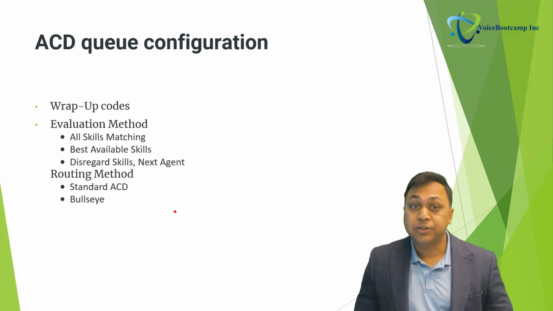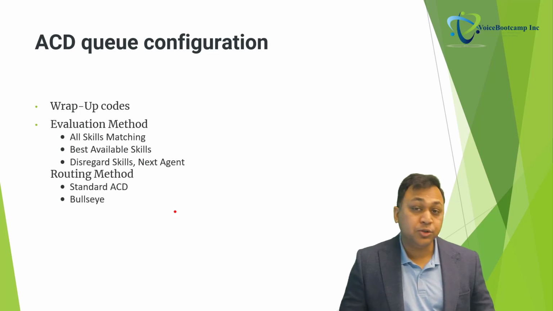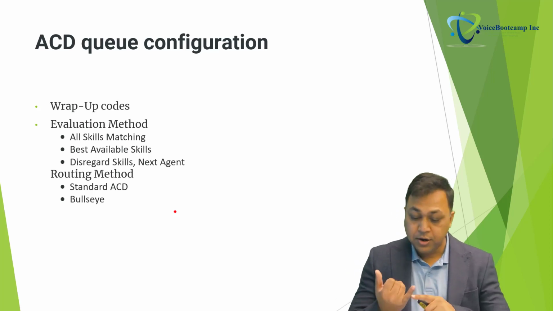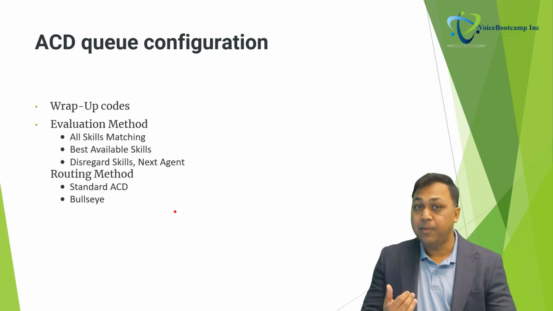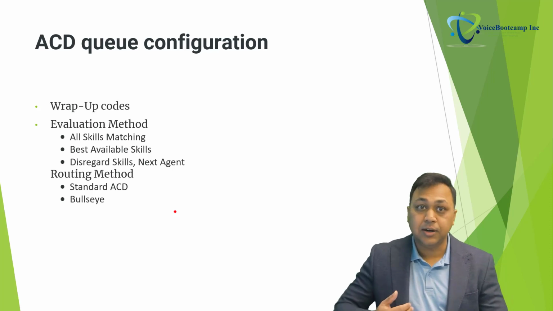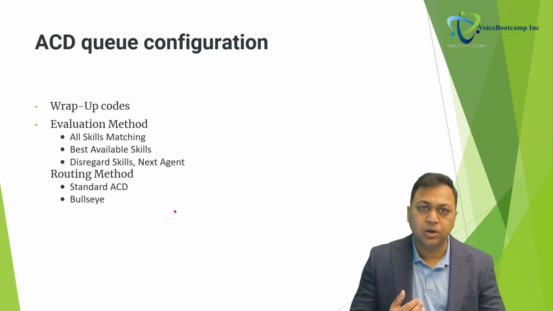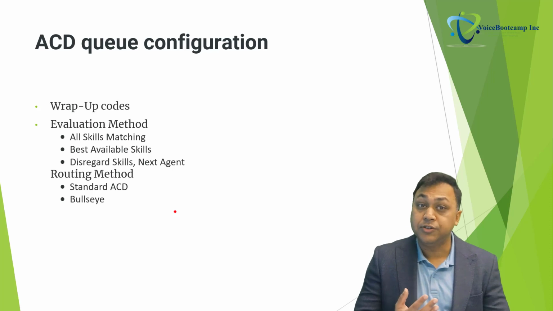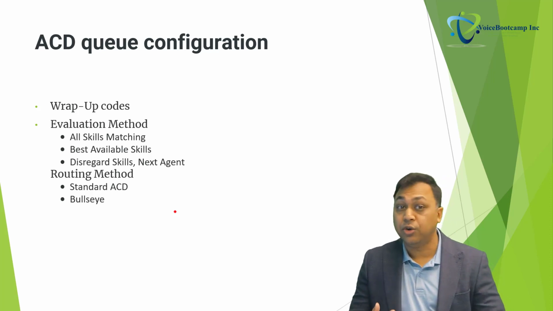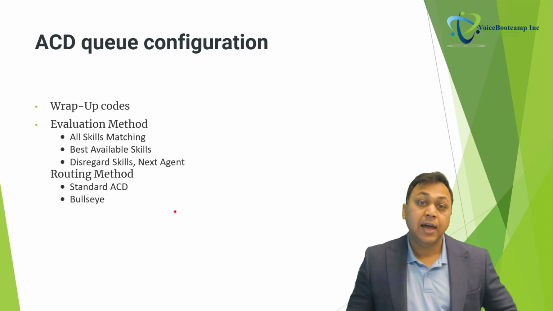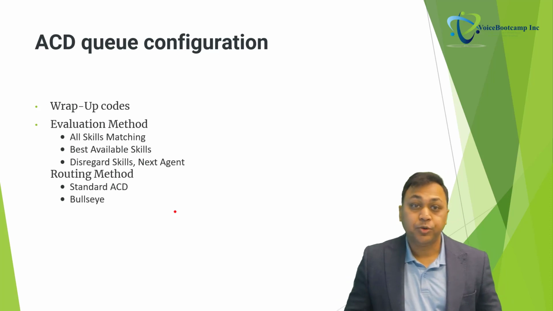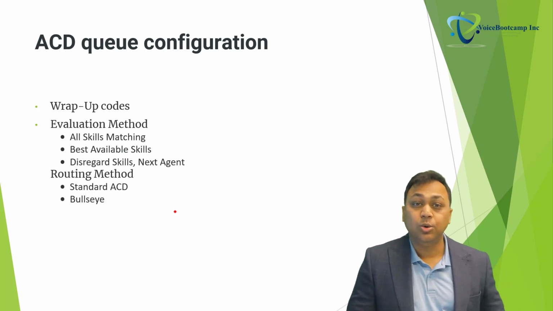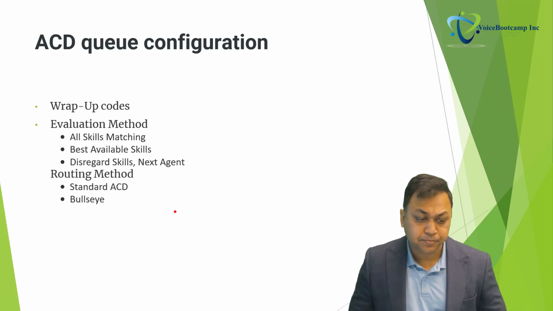Now, you must define the following options when it comes to creating the queue: the wrap-up code, the evaluation method, which we talked about in, I believe, part 1 or 2, where we covered skills matching, best available skills or disregard skills, and of course the routing method, which is either standard ACD or bullseye ACD.